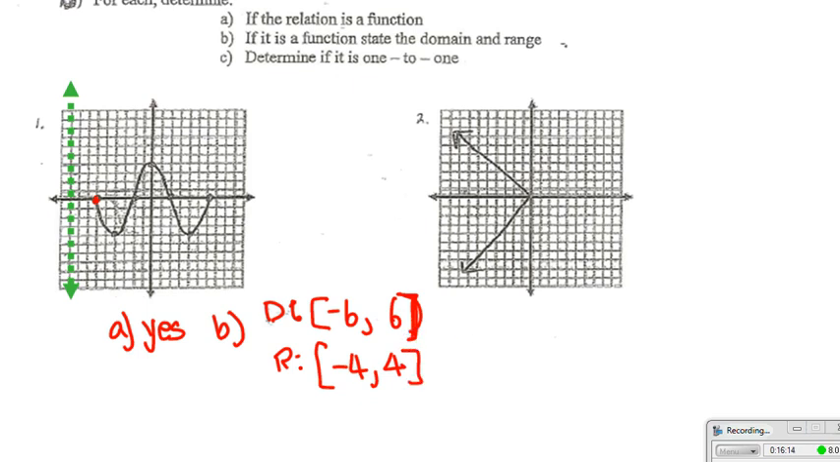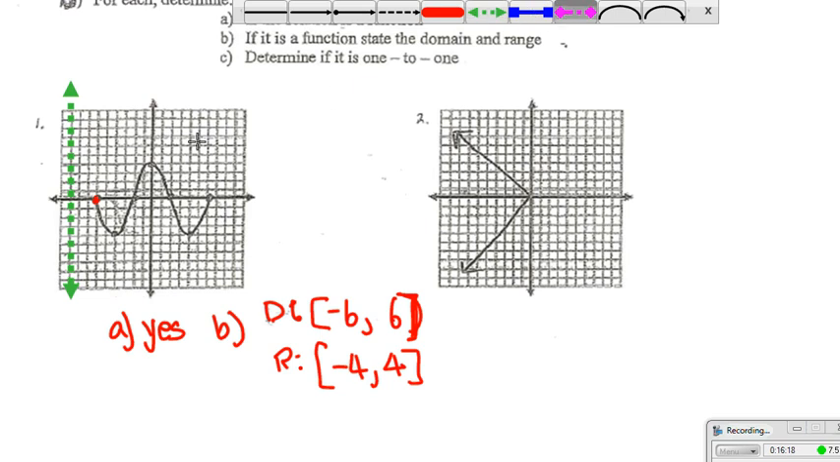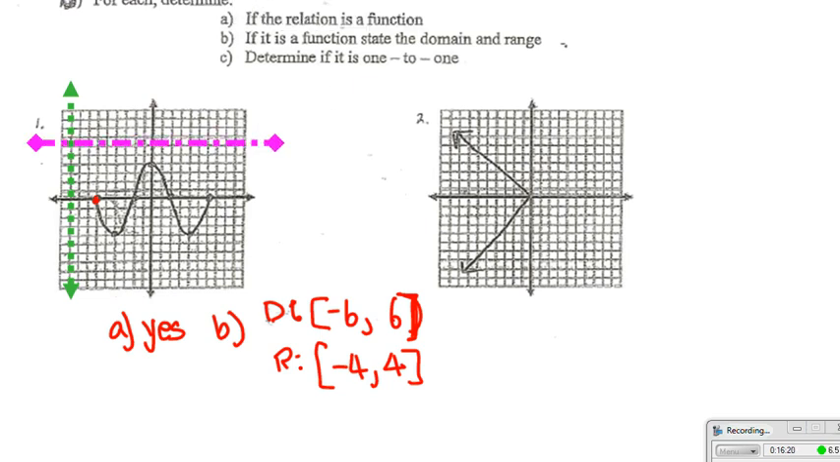Alright, is it 1-to-1? In order for us to see if something is 1-to-1, we need to look at the horizontal line test. When you look into this one, as I'm moving around, you see I have 2 points of intersection. Therefore, this one is not a 1-to-1 function.